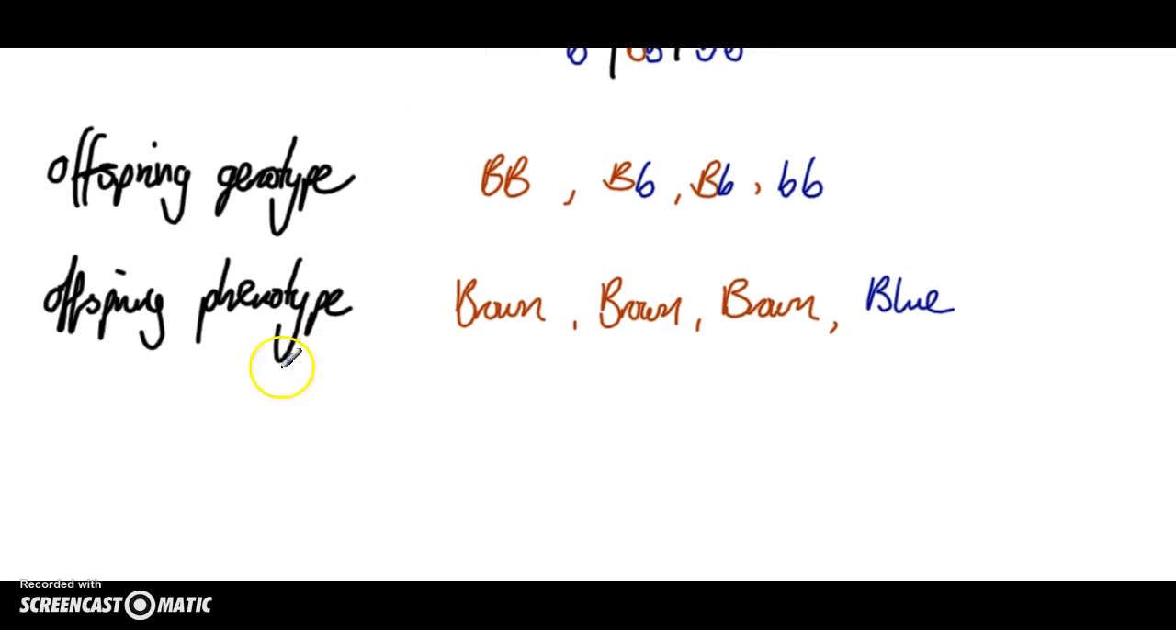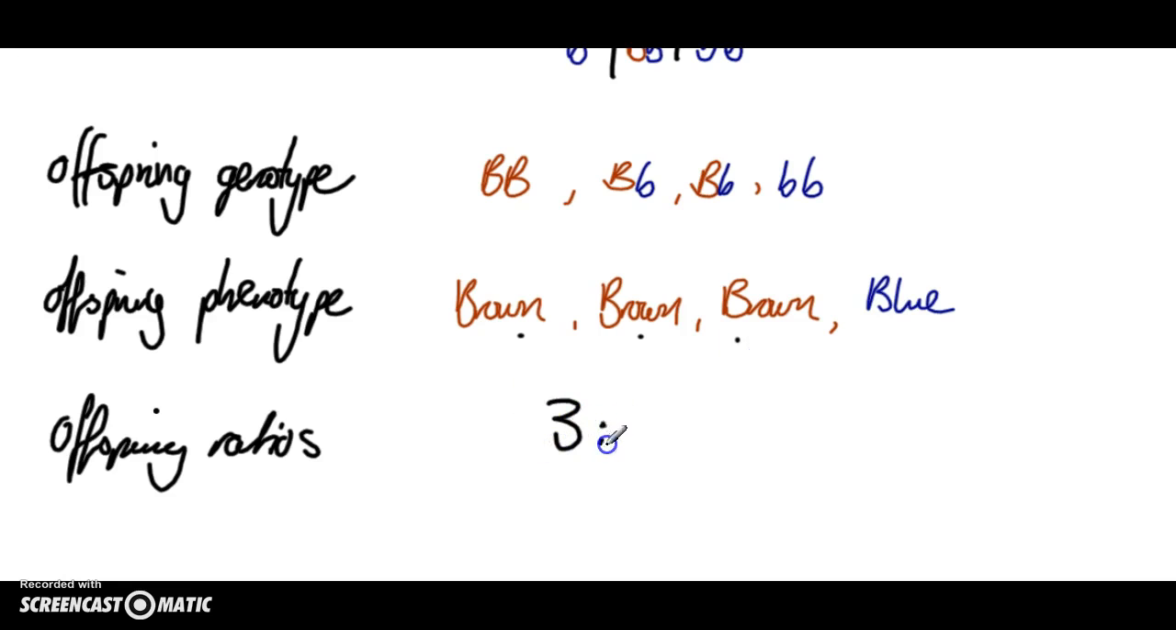Now we identify our offspring ratios. Offspring ratio, and we have 1, 2, 3 brown to 1 blue. Or, if you're asked for a percentage, it's going to be 75% brown to 25% blue.